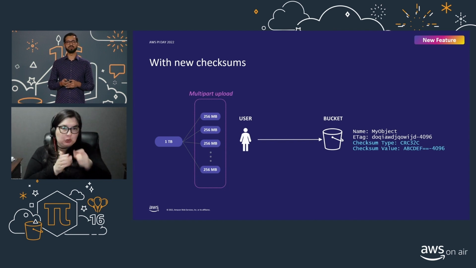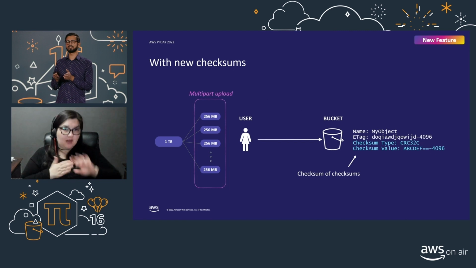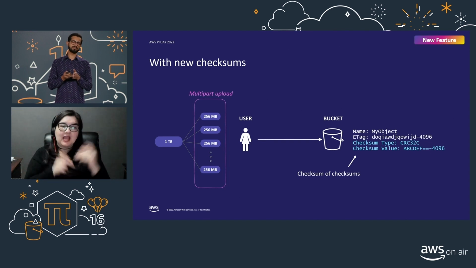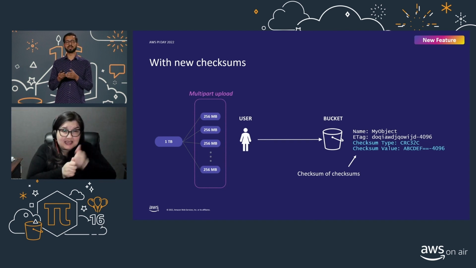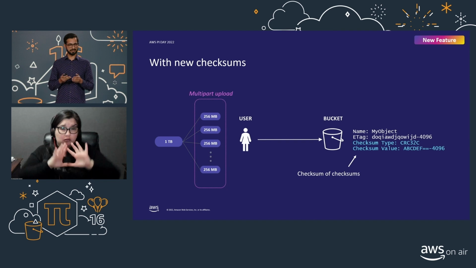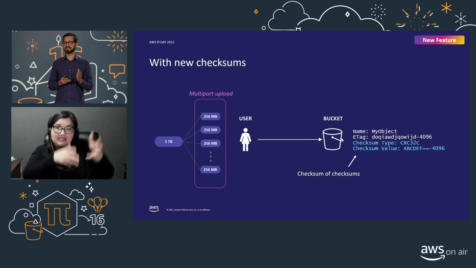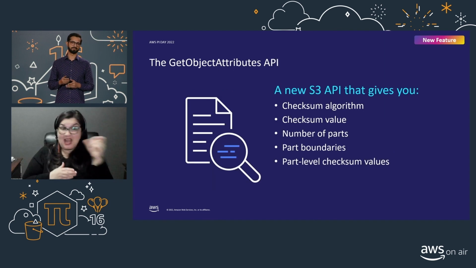Now, just like we do with our MD5 checksums today, the whole object checksum will actually be a checksum of checksums. So how do we calculate this value? It's calculated by checksumming each of the individual parts' checksums to provide a whole object checksum. This is useful, but to compute this value, I need the part sizes or boundaries to do a full object validation for any object just sitting in S3. This data is not easily accessible today.